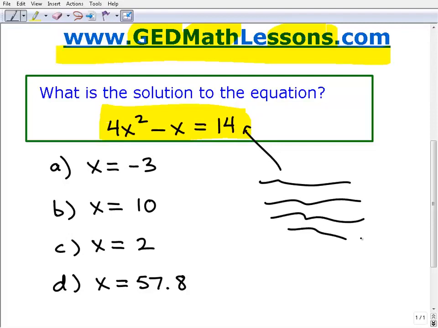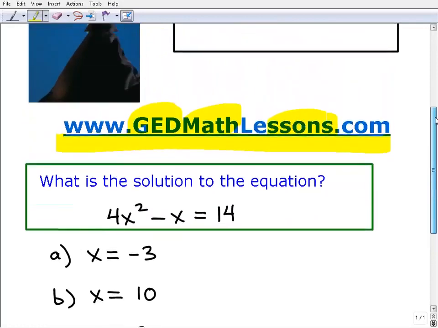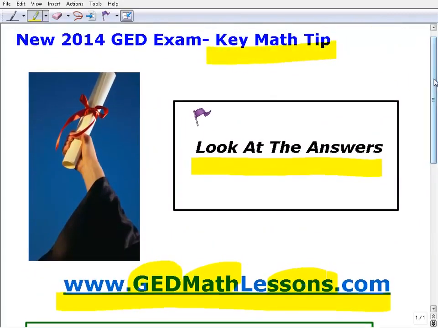But that's not necessarily the best way to approach this, because there's risk in that. What if you don't know how to solve this equation? You spend some time and think, I think I'm doing it right, but I don't know. Listen, this particular math tip is look at the answers, and it's very important.